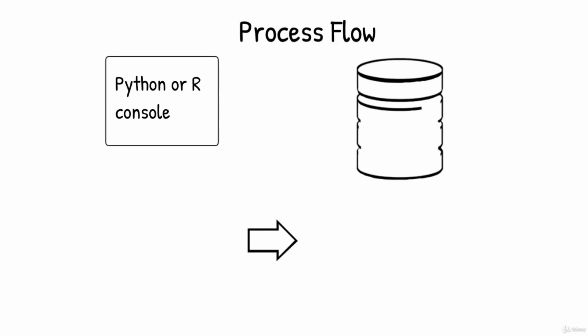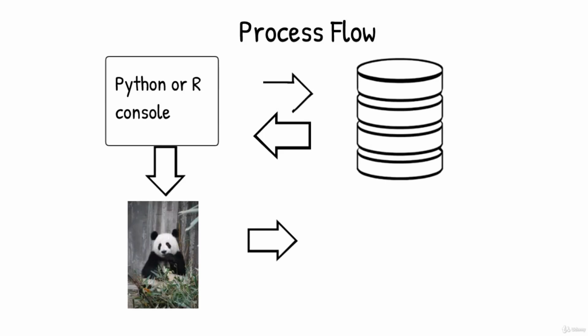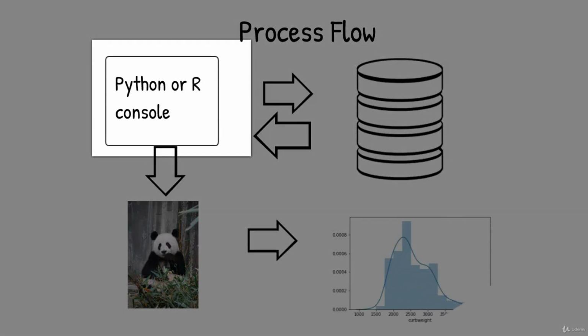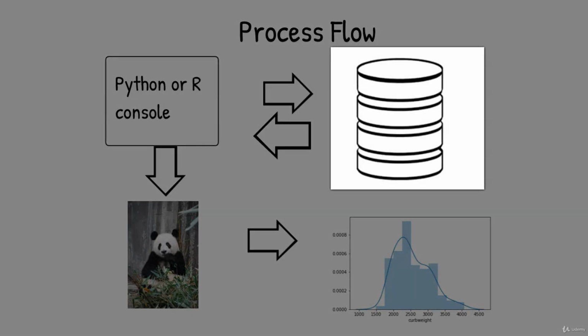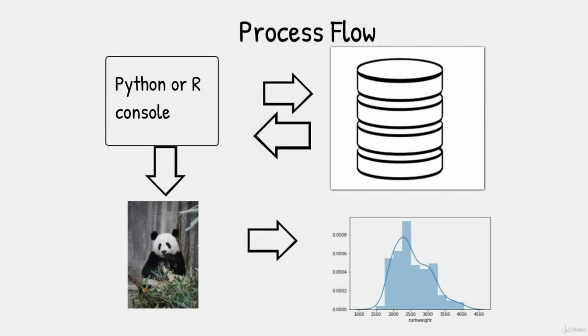So here is the process flow. First of all, the developer will write a program in Python or R console to communicate with the database and give the command to the database. The database, on the other hand, will take the request and give back the data.